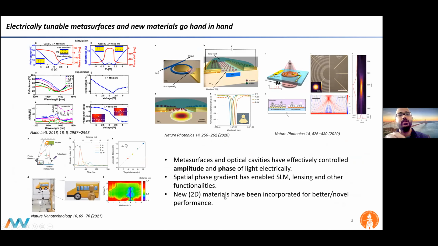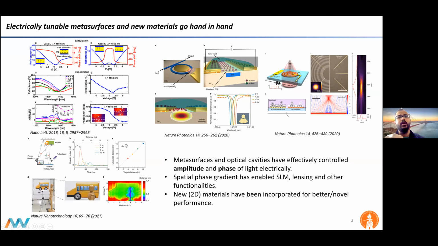So a natural question to ask is what has been done so far, and these are some results on the left by both our group at Caltech and also Professor Brongersma's group at Stanford, where we showed that by using a transparent conducting oxide, you can dope the system and change its doping concentration. As a result, you can change the amplitude and phase of light, and you can create metasurfaces that can act like a spatial light modulator. You can create a lens out of it, and you can have other functionalities.